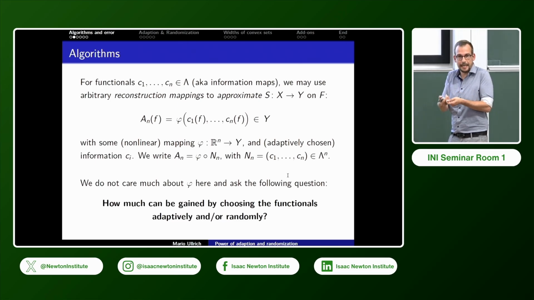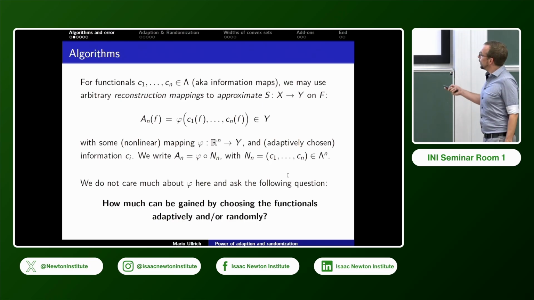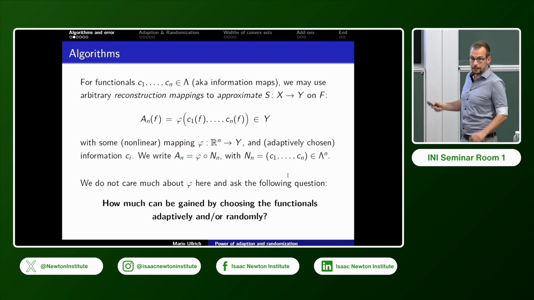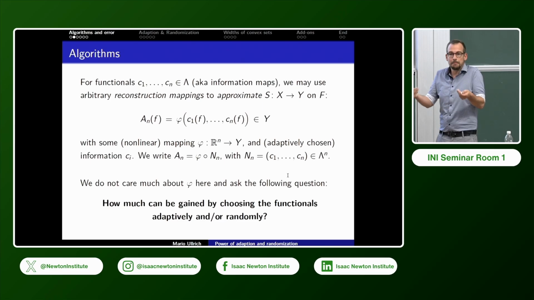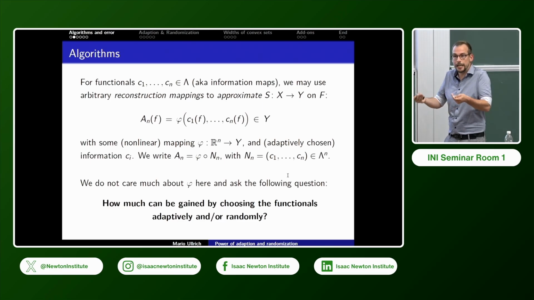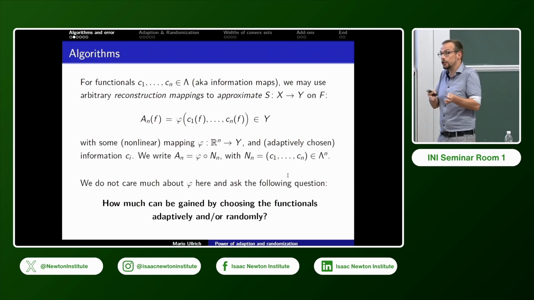And of course, if I say I'm talking about algorithms, I need to specify what setting I'm in. The question I'm asking here is, I do not care much about the reconstruction mapping, it's a different story. I just ask how much can be gained if the functionals are chosen adaptively or randomly. I could fix my measurements from the beginning. Maybe I have a physical device, I cannot change it, it's just a given. Every functional is a measurement, I just cannot change it.